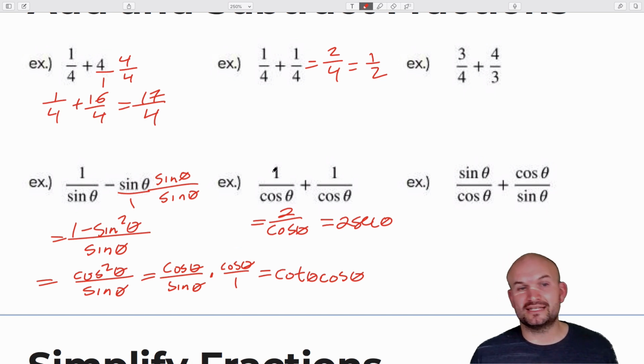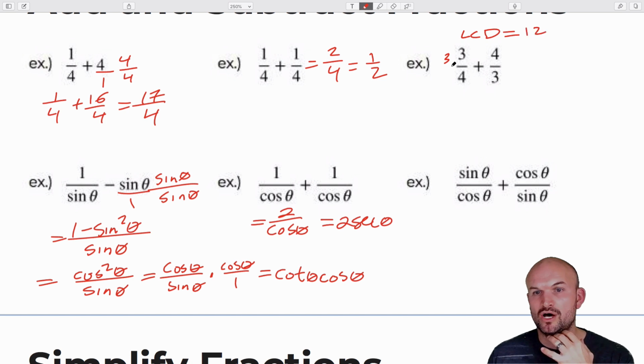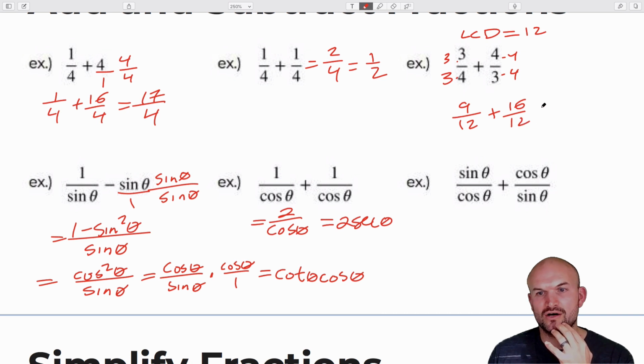All right, and last but not least, kind of like the example problem I gave, but rather than dealing with variables, if I gave you something with numbers, to get common denominators I would multiply. You can see my LCD in this case is going to be 12. So I'd multiply by 3 over 3 and 4 over 4. Therefore, 3 over 3 times 3 over 4 is going to be 9 over 12, plus 16 over 12, which equals 25 over 12.